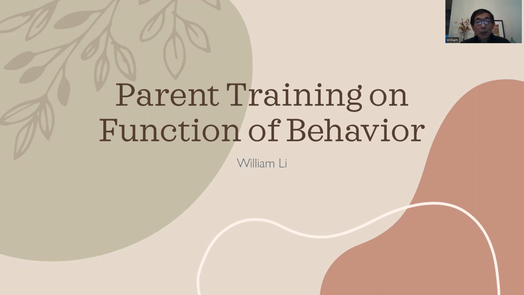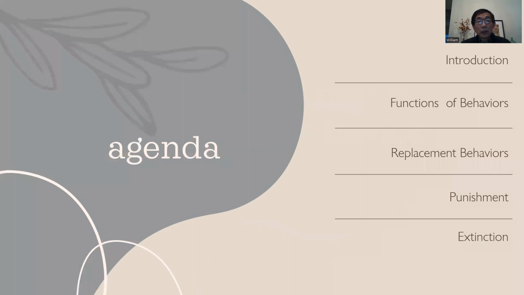Today's training topic is the function of behavior. Here is the agenda. I will have an introduction. Second, we'll discuss the function of behavior. Number 3, replacement behavior. Number 4, punishment. And number 5, we'll discuss the concept of extinction.